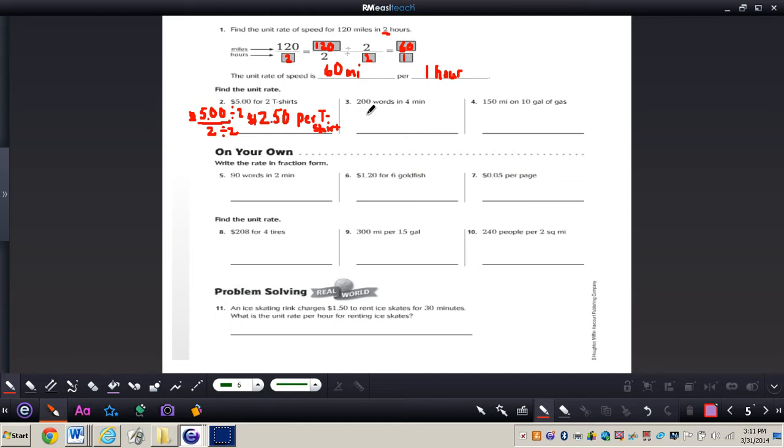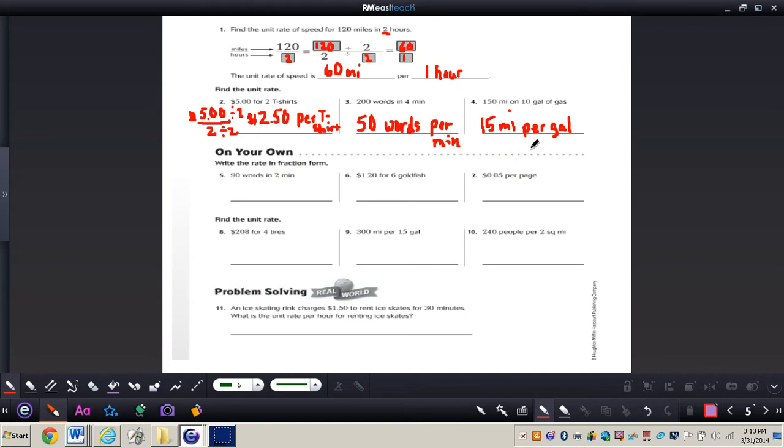Now what I want you to do is complete numbers 3 and 4 all by yourself. When you press play, I will have the answer for you. So pause the video now. Now you can see the answers for 3 and 4. We have 50 words per minute. Let me write that, 50 words per minute here. There we go, the minute. And then 50 miles per gallon.